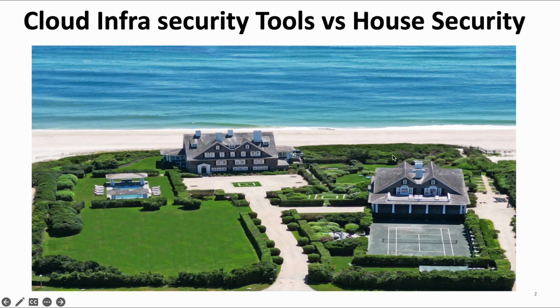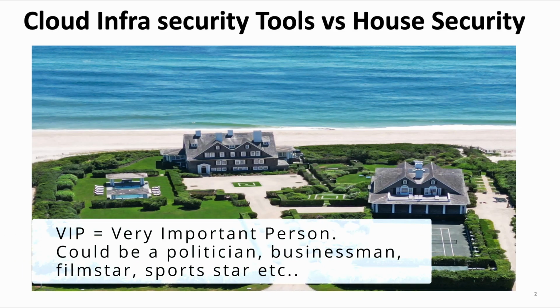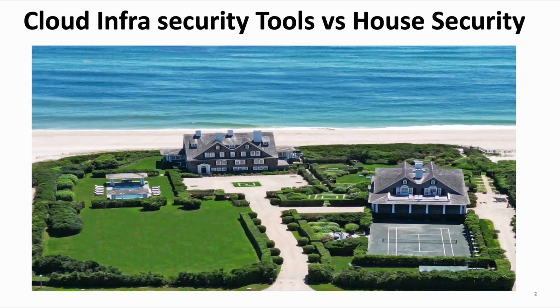Okay, just assume that you are in charge of providing security to a VIP, and this VIP has a large house with a sprawling campus. Now you are responsible for providing security to this VIP. What we are going to do is see the various layers of security you are going to provide this VIP, and I will compare each of those layers with one of the AWS security tools.